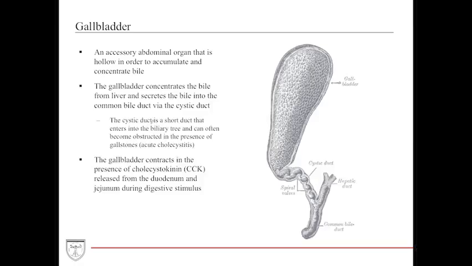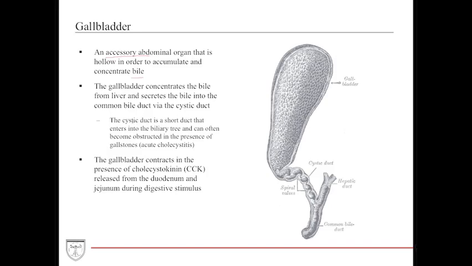So now we're going to discuss the gallbladder. The gallbladder is another accessory abdominal organ that is hollow in order to accumulate and concentrate the bile secreted from the liver. So the gallbladder concentrates the bile that is secreted from the liver and houses it, so that when digestion occurs, it will secrete this concentrated bile into the cystic duct via the common bile duct and into the duodenum to help with degradation and emulsification of fats.